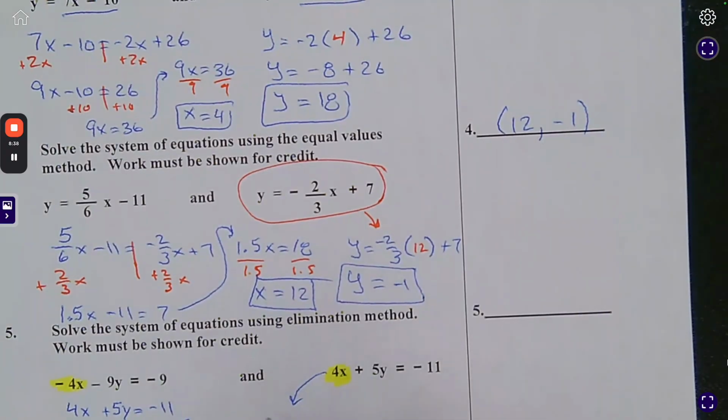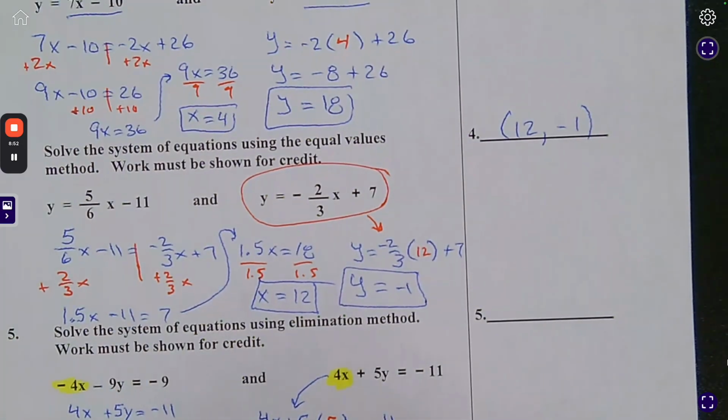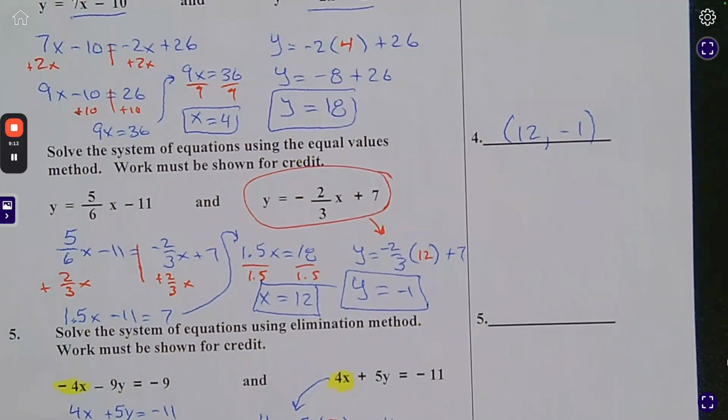Now I'm going to go here, and where I see a y, I'm going to replace it with 5. So I have 4x plus 25 equals -11. Subtract 25, subtract 25, because we're solving this equation for x. Divide by 4, divide by 4, get x equals -9. That's it. That's done. So, -9, 5.